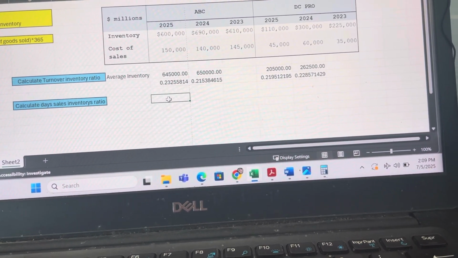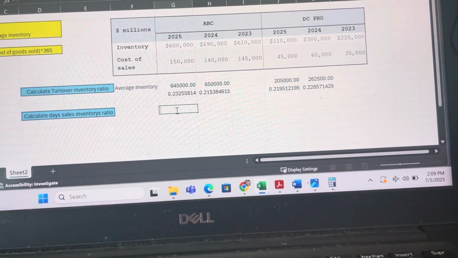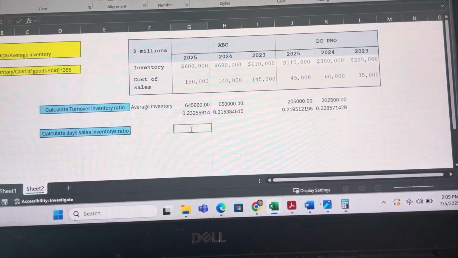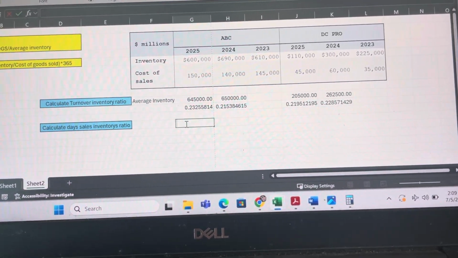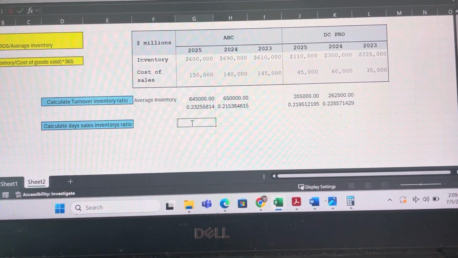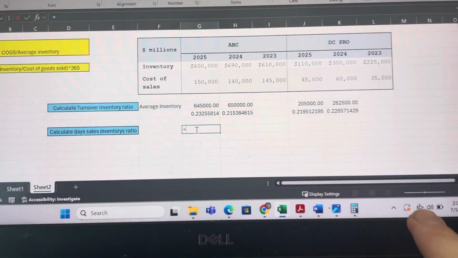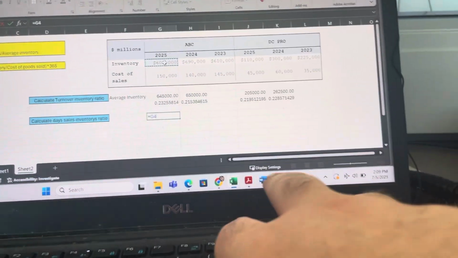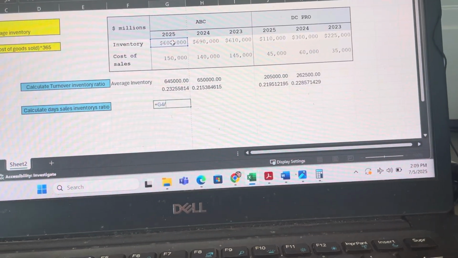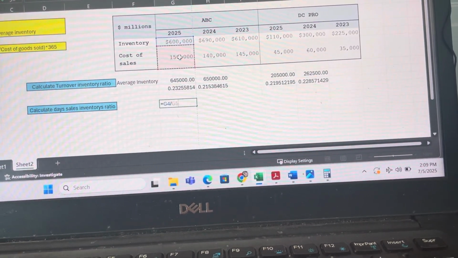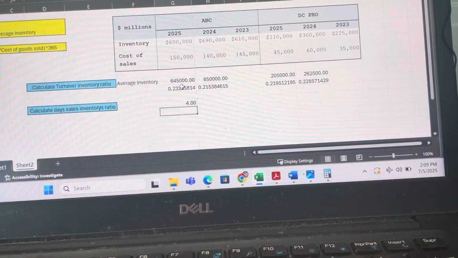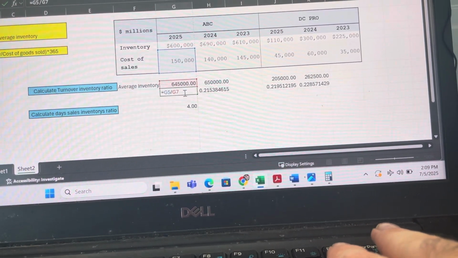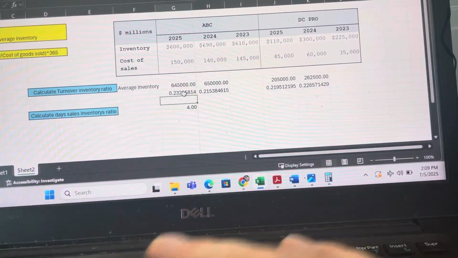Now let's go with, not ending inventory, day sales inventory, and that is, you need to get the ending inventory for the year, then you divide it by cost of goods sold.